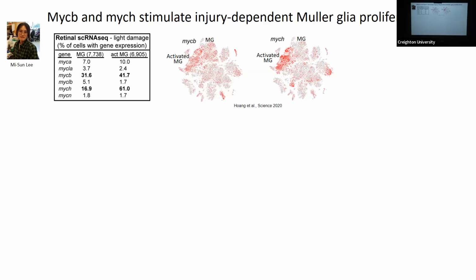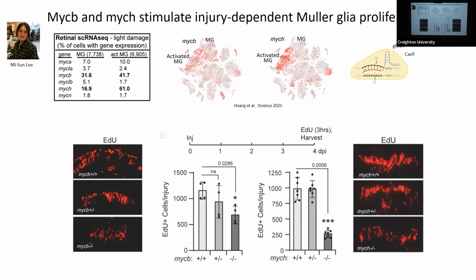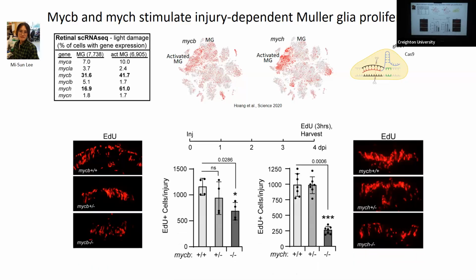So the first thing we asked was, what percentage of the genome do these things regulate? Oh, I'm sorry. The first thing we asked, getting ahead of myself, was, are they necessary for regeneration? Of course. So we CRISPR'd them. We looked at proliferation of the Müller Glial, and we find that indeed they're necessary for regeneration. MYC-B has less of an effect than MYC-H, but they both reduce the ability of Müller Glial to respond to injury. We've done double mutants now, and you get almost no proliferation at all. So they're sort of additive in their effects.